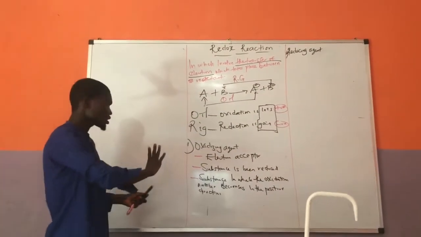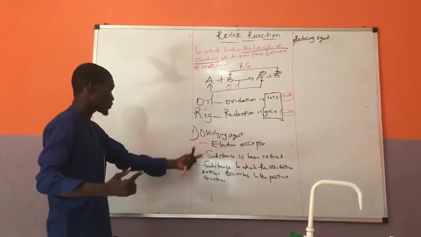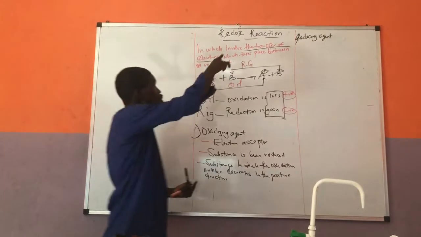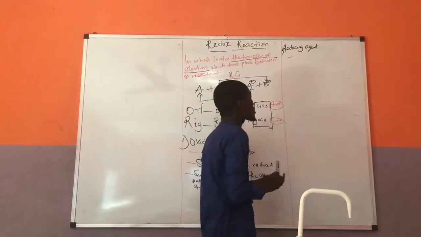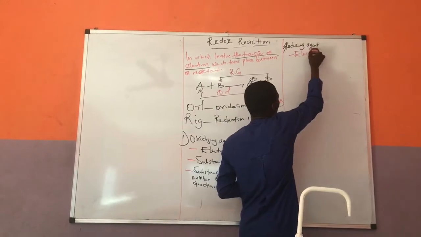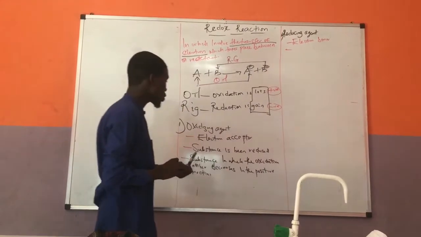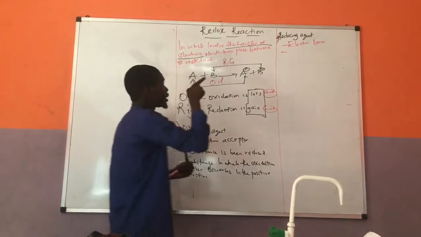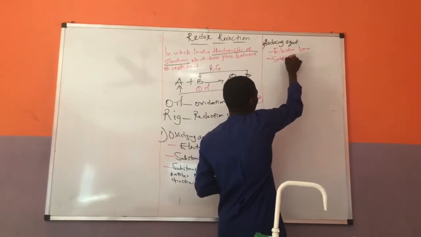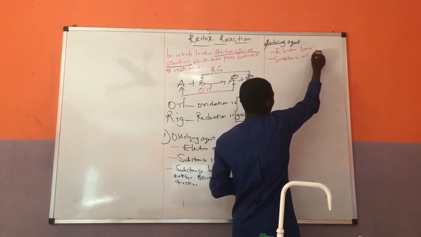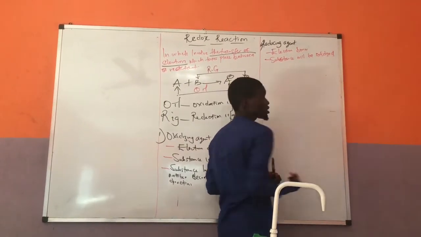So these are the 3 points we ought to know that is oxidizing agent. Then I'll also give a further definition of this oxidizing and reducing agent. So for reducing agents now, the first point we have to cite here is electron donor. The second one, so if the substance here is being reduced, then for reducing agents, the substance will be oxidized. That's the second point there.